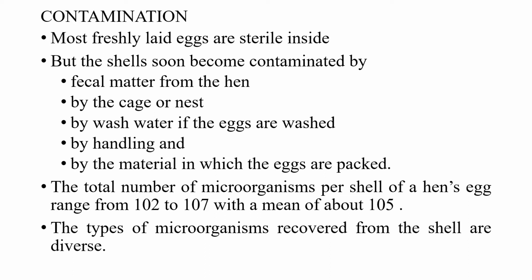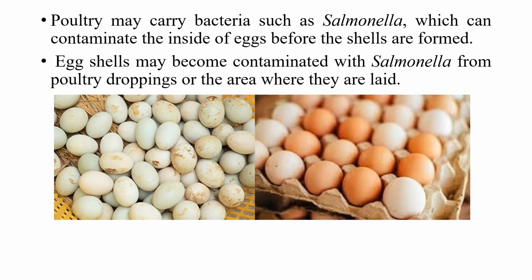The total number of microorganisms per shell of a hen's egg ranges from 10^2 to 10^7 with a mean of about 10^5, and the microorganisms recovered from the shell are usually diverse groups. The poultry may carry bacteria like Salmonella which can contaminate the inside of the eggs before the shells are formed. Eggshells may also become contaminated with Salmonella from poultry droppings or the area where they are laid.